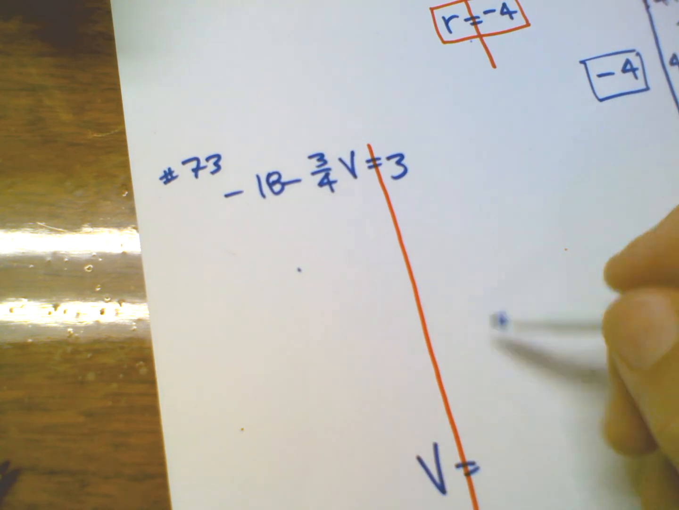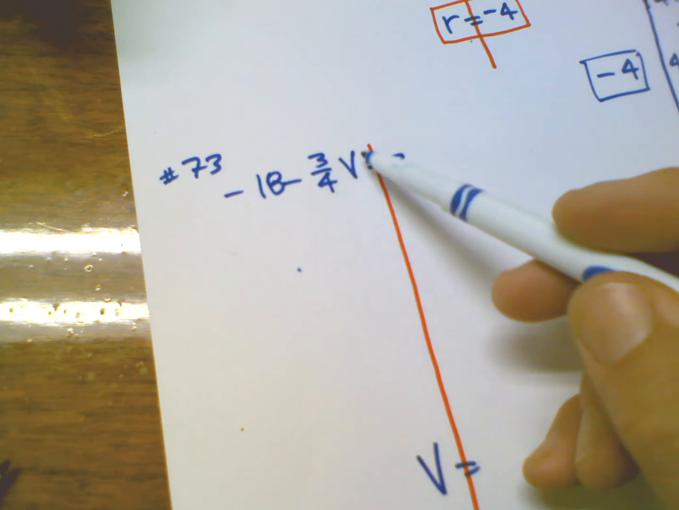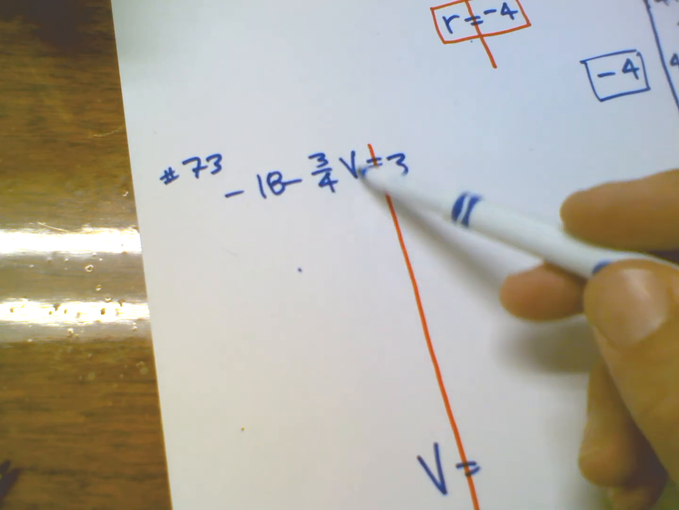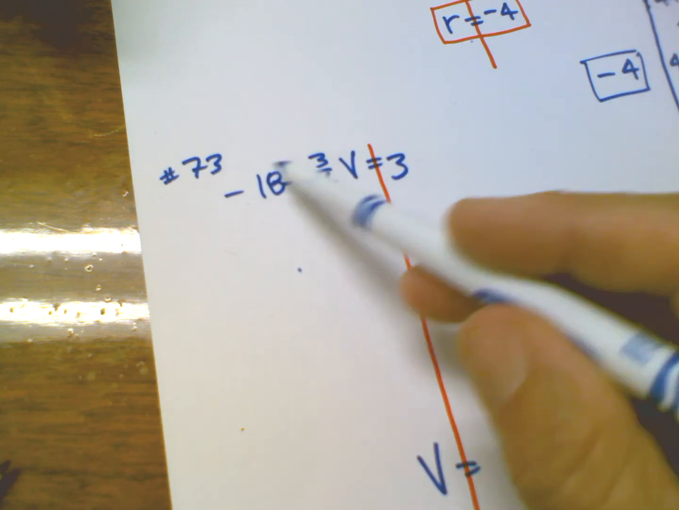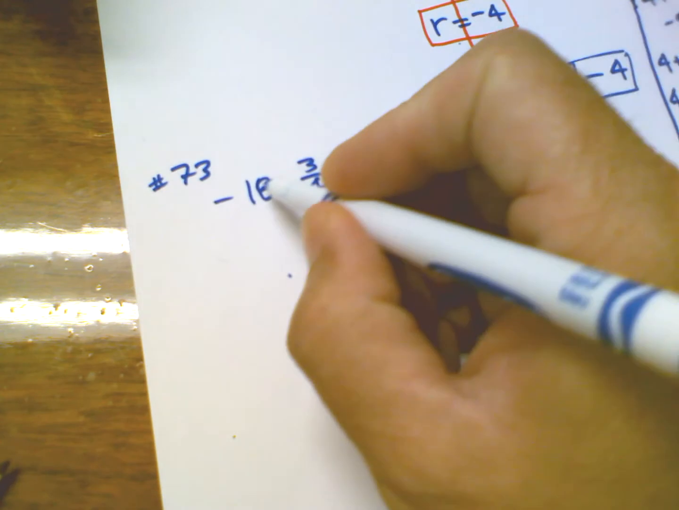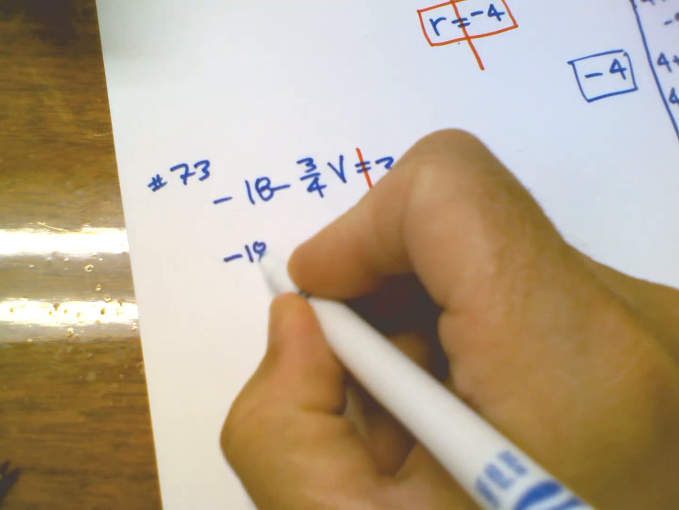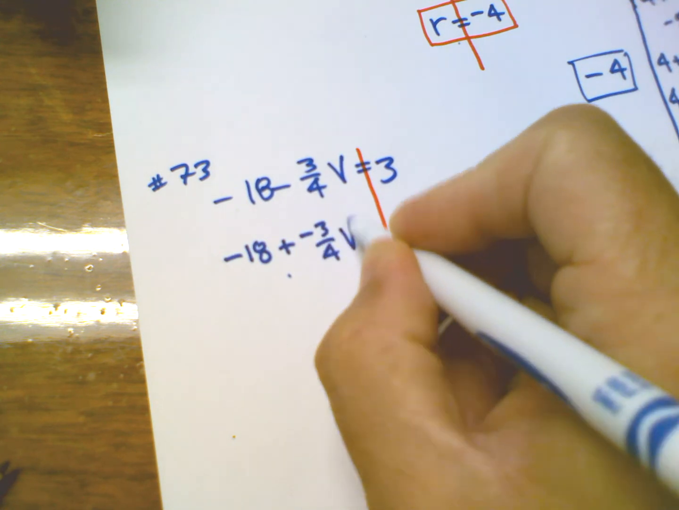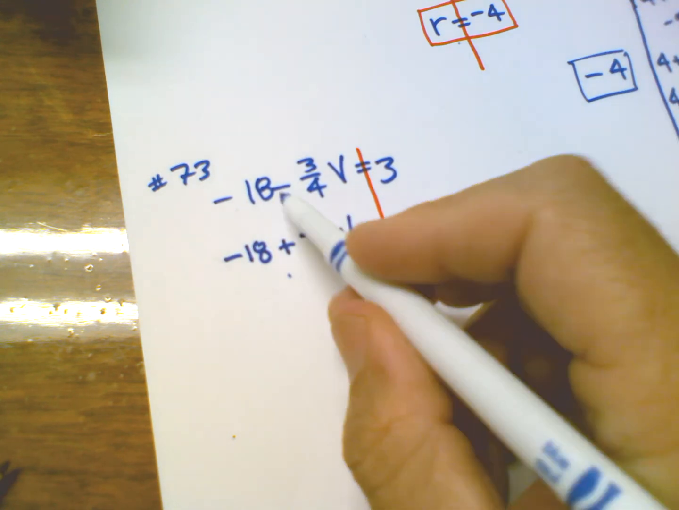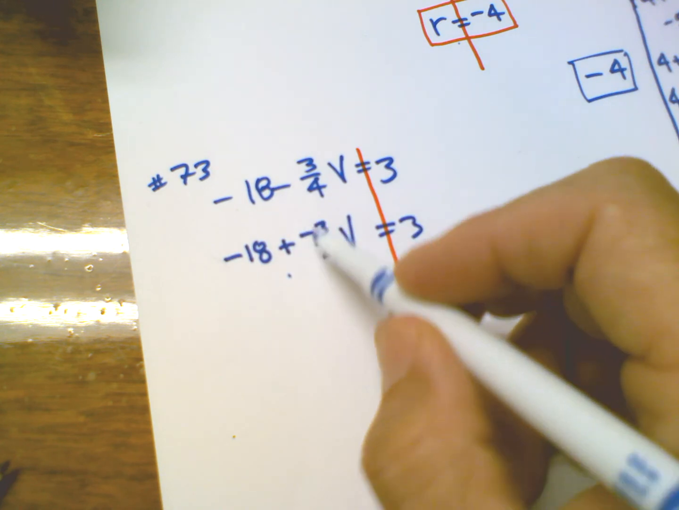That's the goal. So the first thing I need to do is I need to get rid of whatever's being added or subtracted to the expression with v, right? So right here, it's this negative 18 is being subtracted. But this is the tricky piece. If I look at this negative 18 minus 3/4, I want to point something out. This means negative 18 plus negative 3/4 v equals 3. So when you have a minus, it's the same thing as plus a negative. It's the same thing as adding a negative, right?